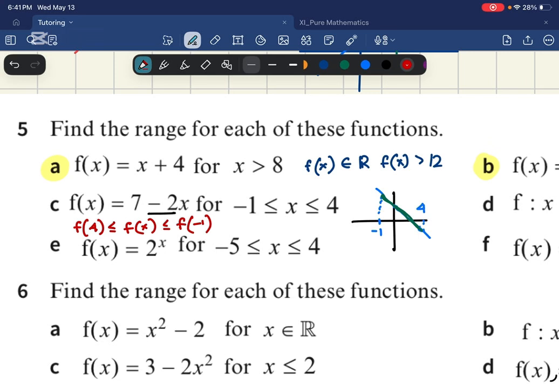So what is f of 4? If I put in 4 here, it's negative 1 less than or equal to f of x, less than or equal to, if it's negative 1, then I believe it's 9. So that is your range for C.